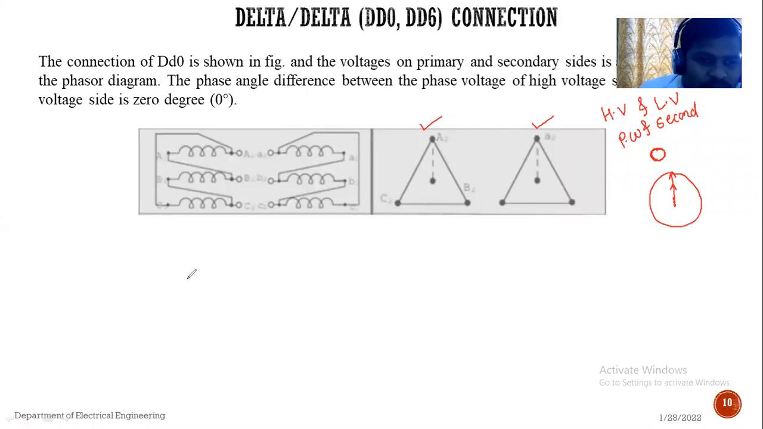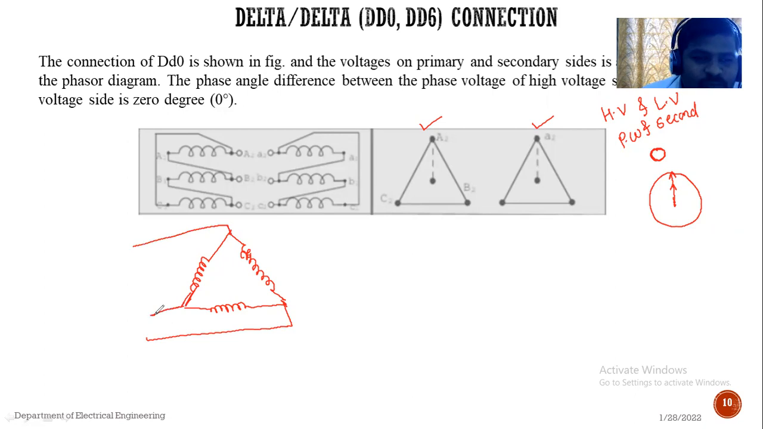Suppose we are drawing the phasor diagram for that. I am drawing the first winding here, which is connected in delta. Here this one is also connected in delta. So these are the three primary windings of the transformer. Again, this one is the secondary winding of the transformer.